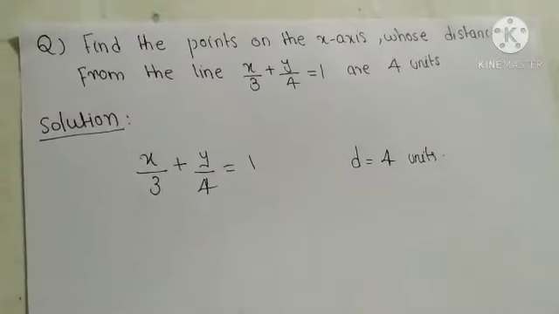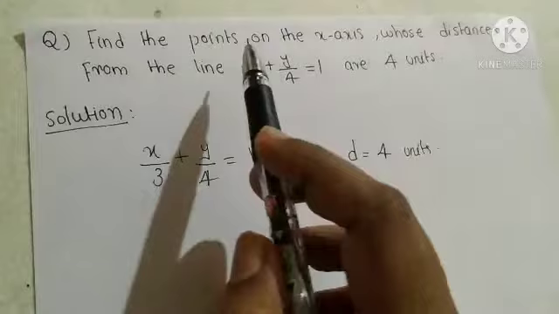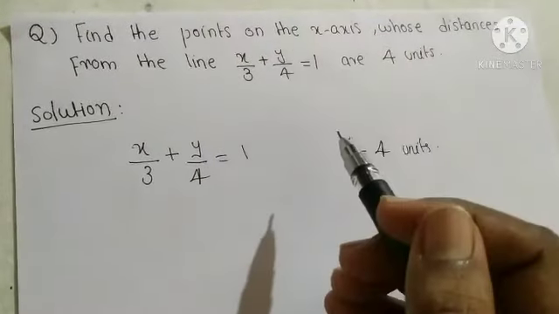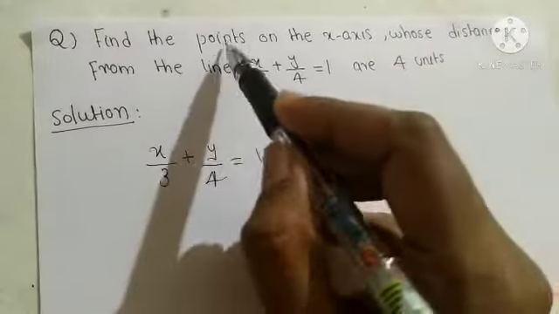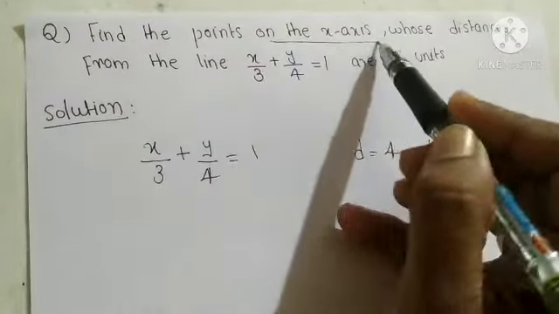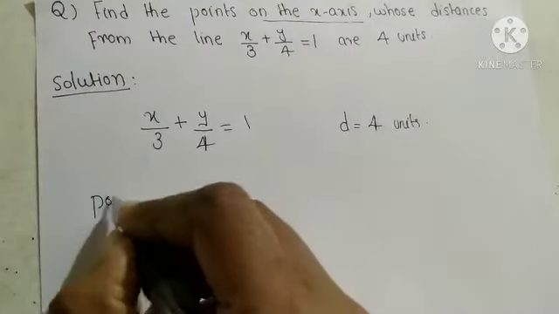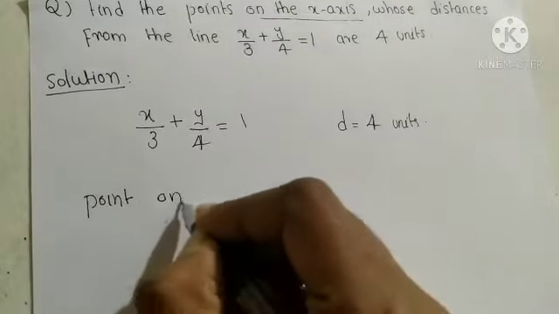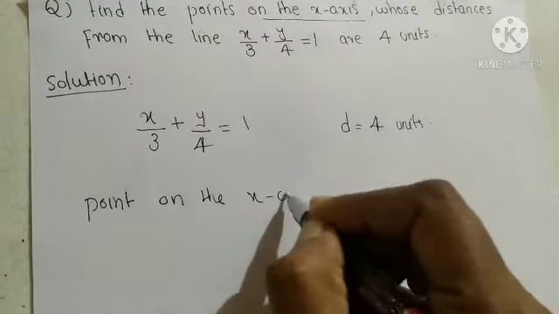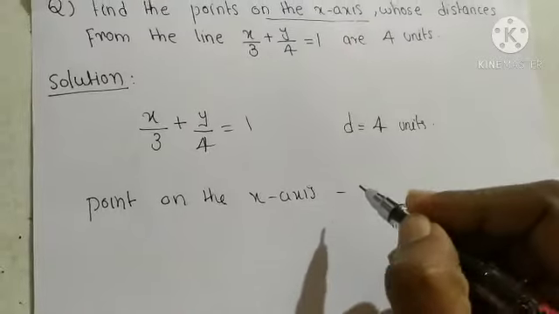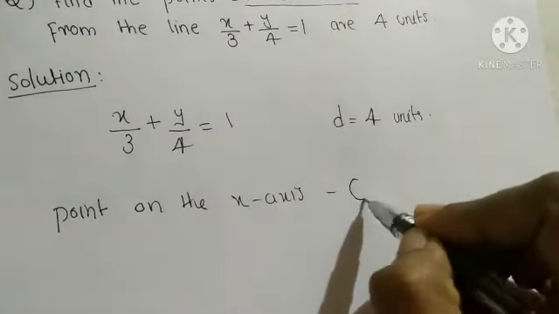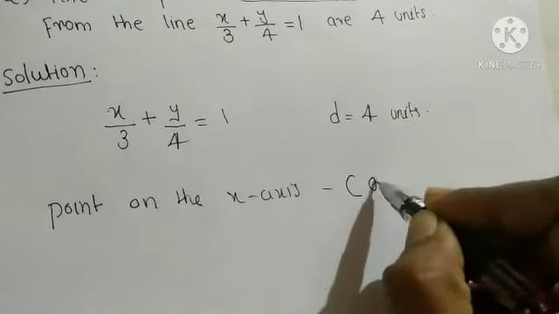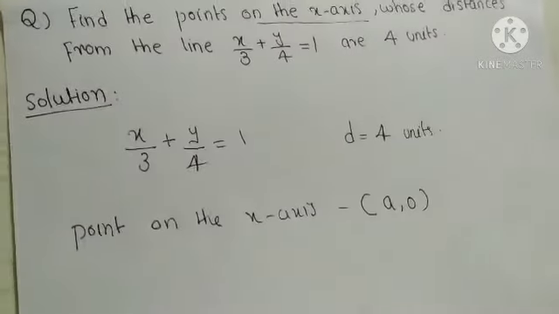Okay, so in this question we need to find out the points on the x-axis, right? And it is very clear from this statement, the point on the x-axis, the y coordinate is 0, right? So let the point on the x-axis be a comma 0.